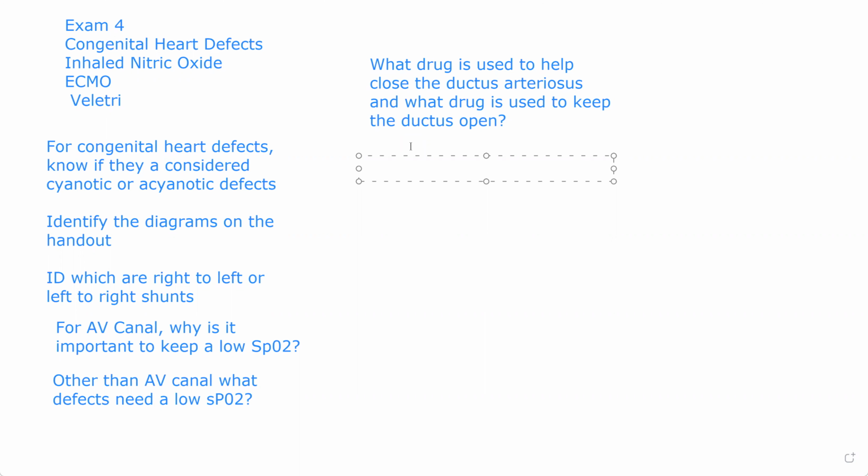Another way to treat TET spells is to deliver 100% oxygen to get the pulmonary vessels to open up. So you can get a little more blood flowing to the pulmonary vessels and not all of it going directly into the aorta. So that was your treatment for TET spells.